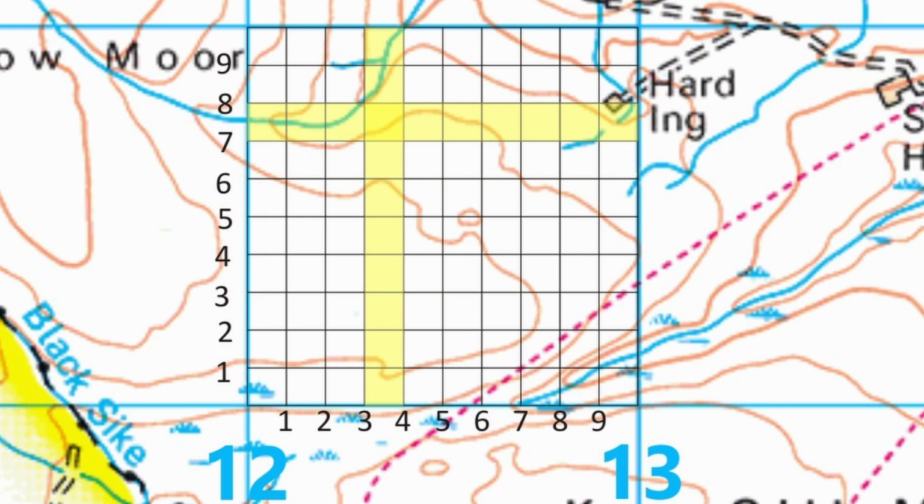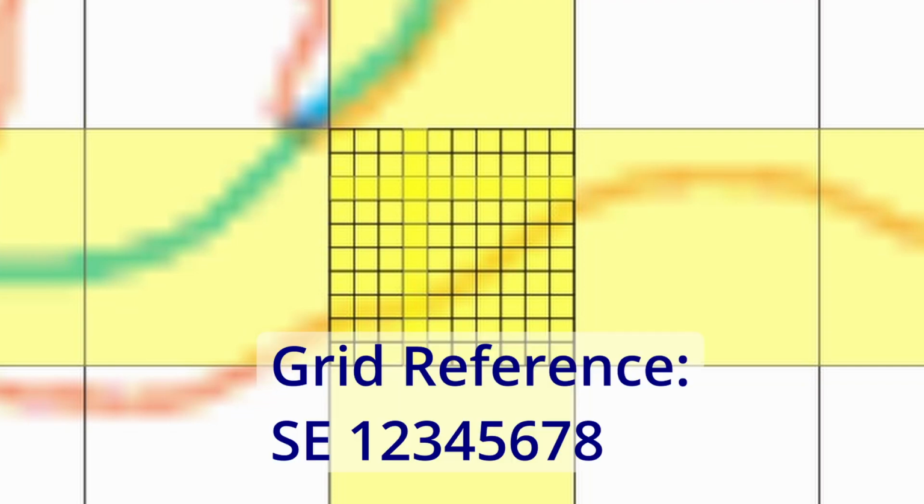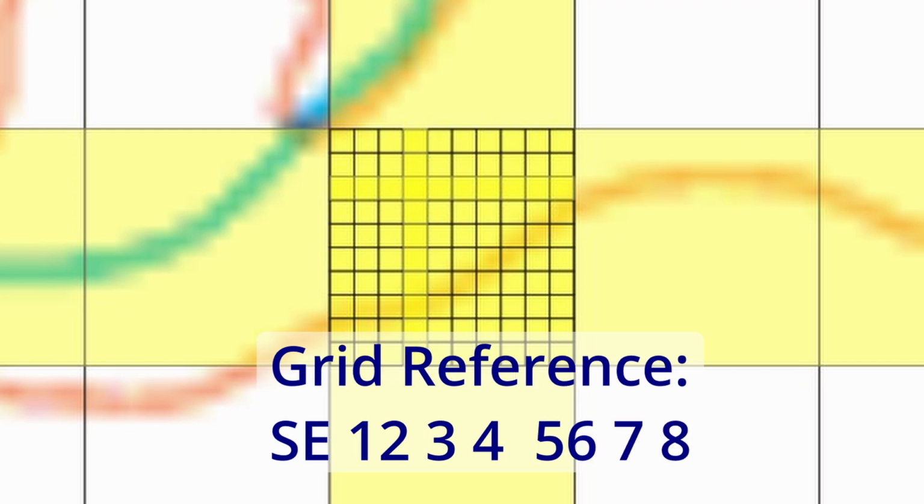Now, if you were to divide that square again, by 10 on each side, you would have smaller squares which were only 10 metres wide. And this is an 8-figure grid reference. And my particular location at the moment is not SE twelve million three hundred and forty-five thousand, six hundred and seventy-eight. It is SE 1234 5678. So you always need to say grid references like that.